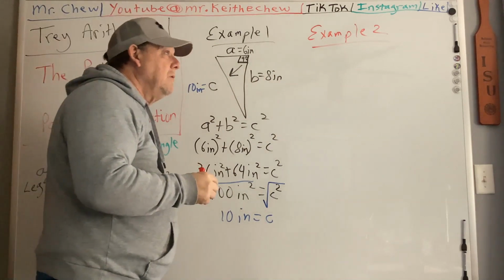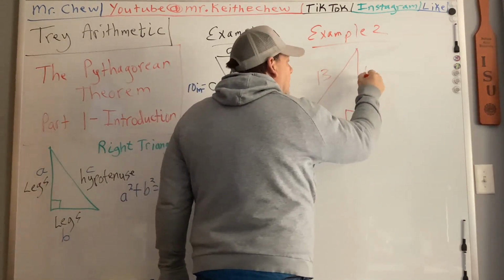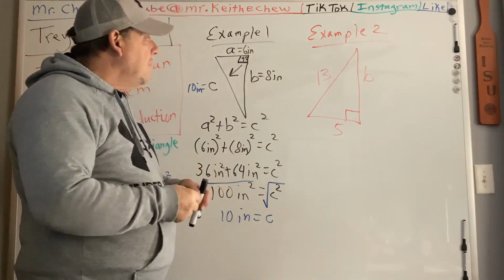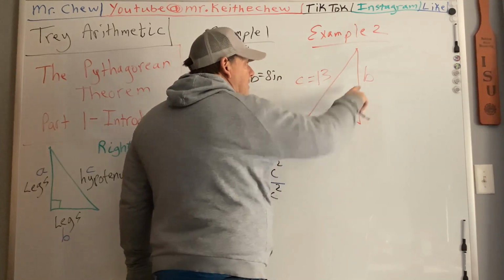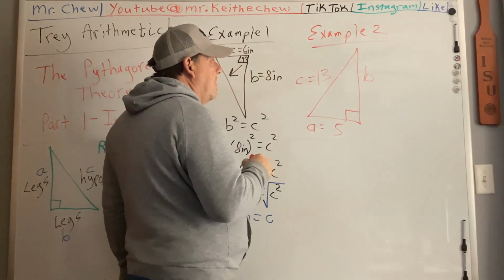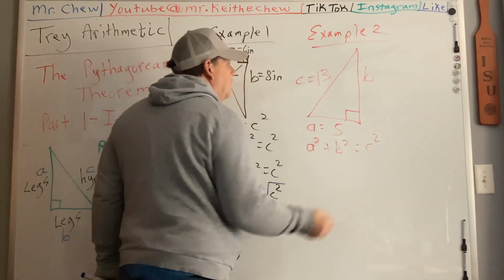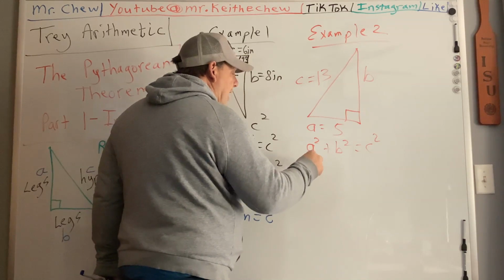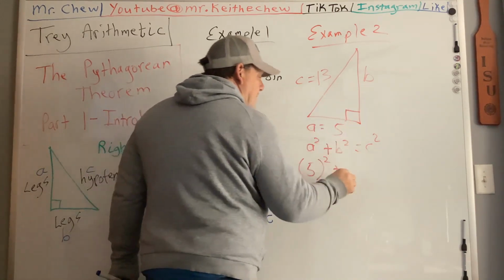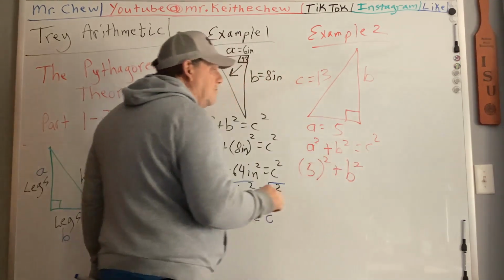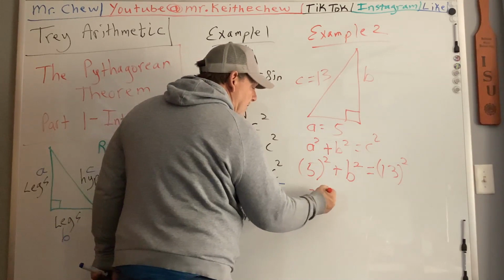In example 2, I want to find the missing b. Remember, we have to be able to identify that we know it's a right triangle, we know this is the hypotenuse, so we know this is c. If this one's b, this one has to be a. Now I just substitute into my Pythagorean theorem. My a is 5, and I don't have any units here. I'm going to square that, plus my b, which I don't know, so I just write that as b squared. But my c, I do know. I square 5, which is 25, 5 times 5 is 25.